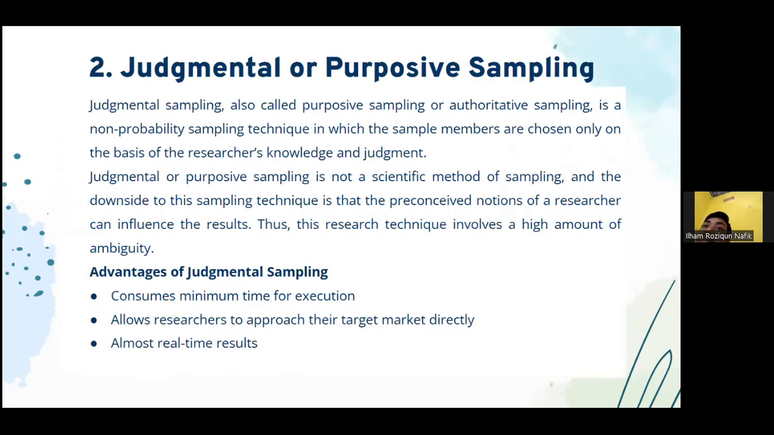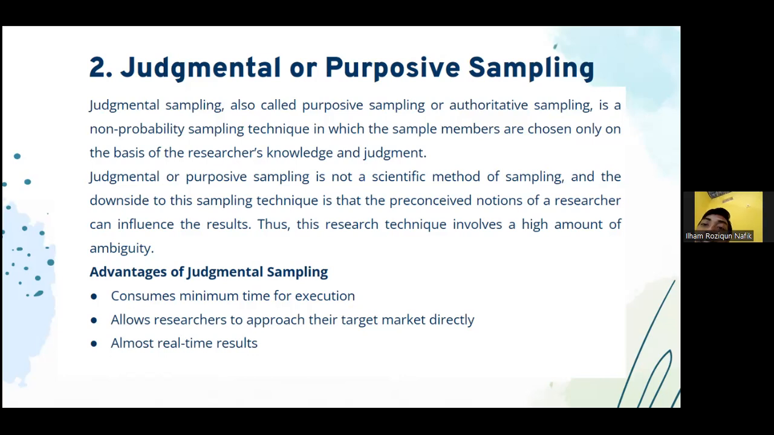The next is judgmental or purposive sampling. Judgmental sampling, also called purposive sampling or authoritative sampling, is a non-probability sampling technique in which the sample members are chosen only on the basis of the researcher's knowledge and judgment. Judgmental or purposive sampling is not a scientific method of sampling, and the downside of this sampling technique is that the preconceived notions of a researcher can influence the result. Thus, this research technique involves a high amount of ambiguity.